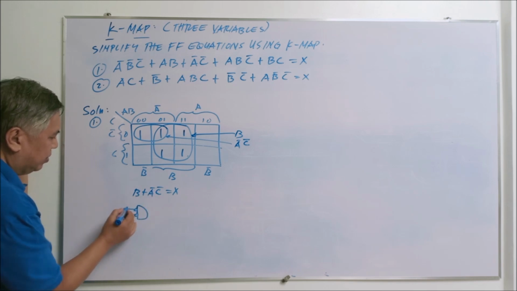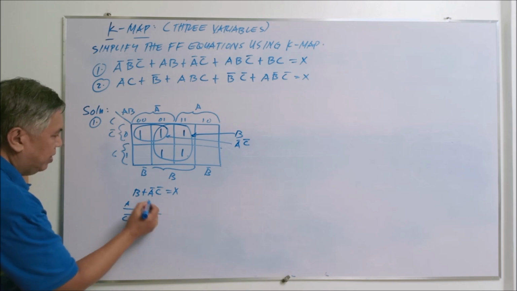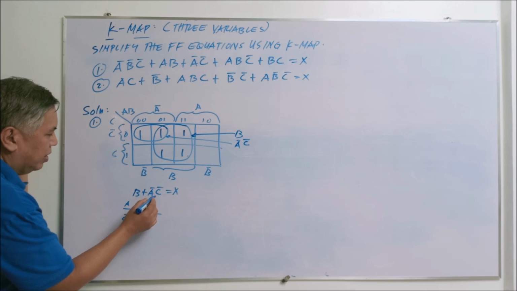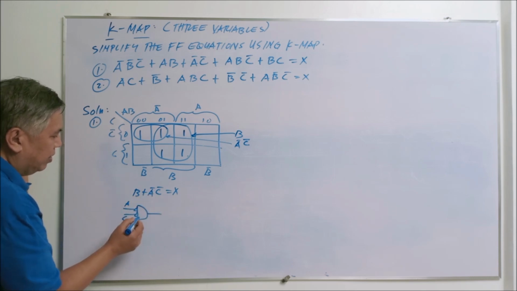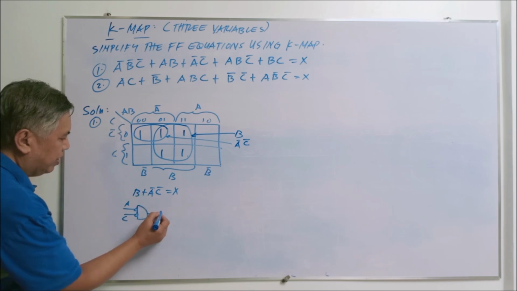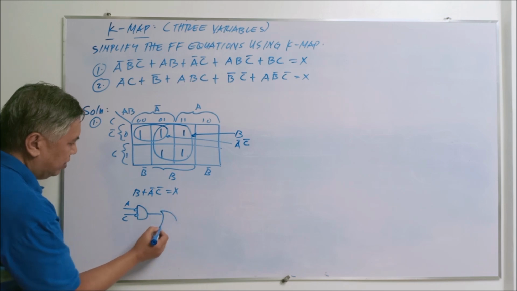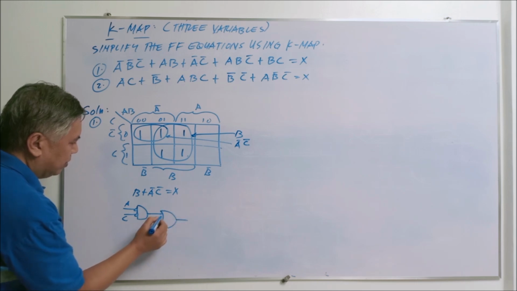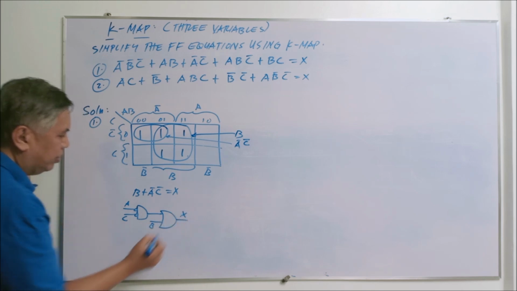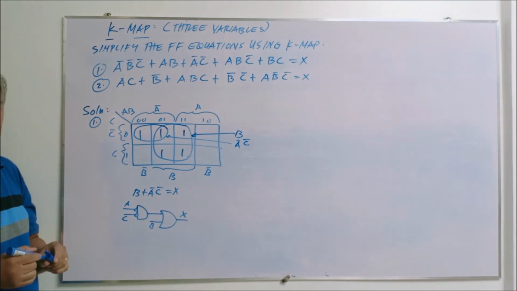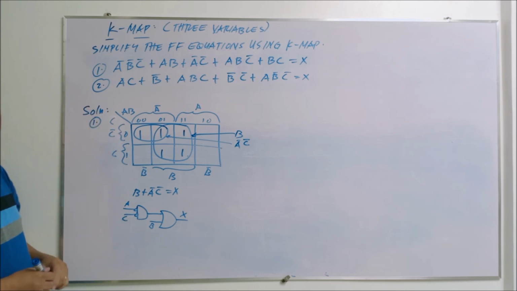This one. So you have A, C, and then you have B. It's the AND gate of A and C complement, and that is being OR to B. So, OR gate. Then this is your B, so that the output here is X. Okay? So that is for this particular problem, number 1.